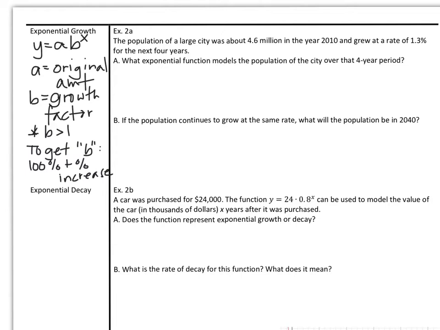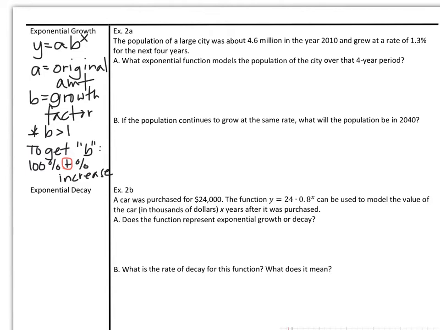The a portion of your equation is going to be the original amount in the word problem. B will represent your base or your growth factor. In order for your function to represent growth, b has to be greater than 1. When reading a word problem, to get the b value, you'll take 100% and add whatever the increase is going to be in your growth function. And that will help you determine your growth factor.